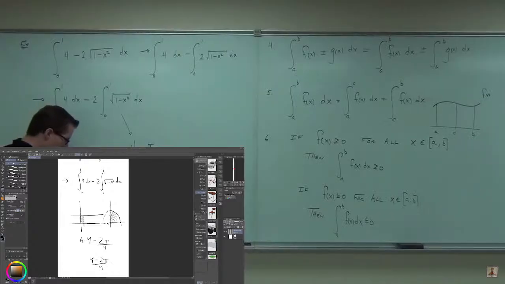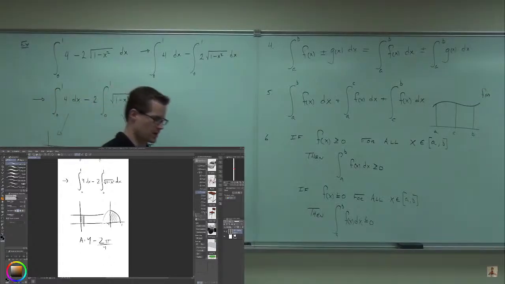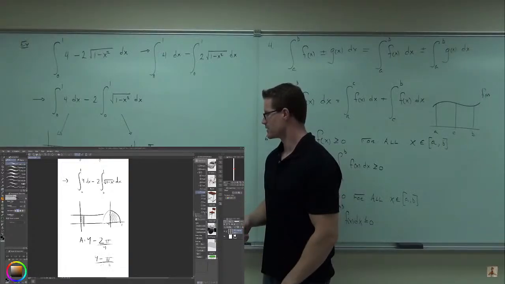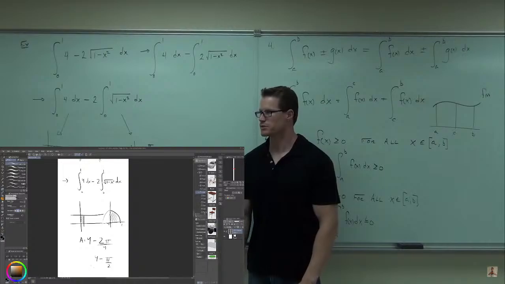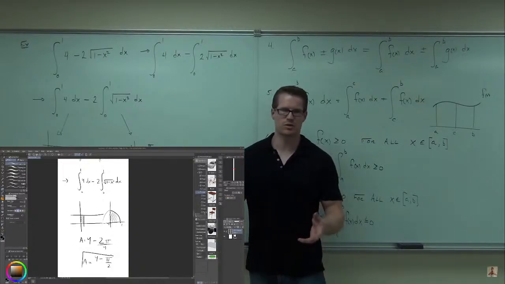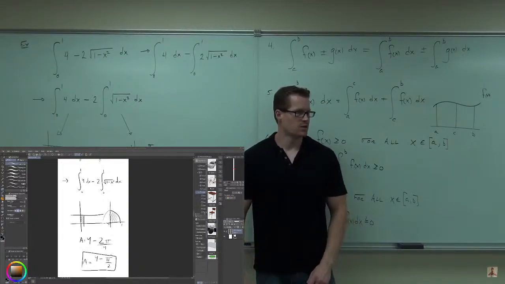This was pi over, what was it, pi over 4? We got this area minus 2 times this area. So 4 minus 2 times pi over 4. If we simplify just a little bit, area is 4 minus pi over 2. If you really want to find the common denominator and do that, I think you'd get 8 minus pi over 2 if you really want. It doesn't do you any good to do that, but you could if you want to.